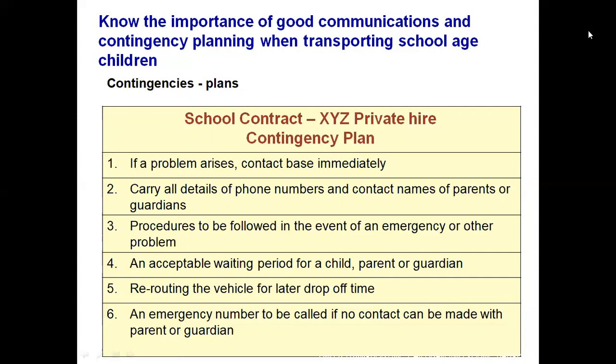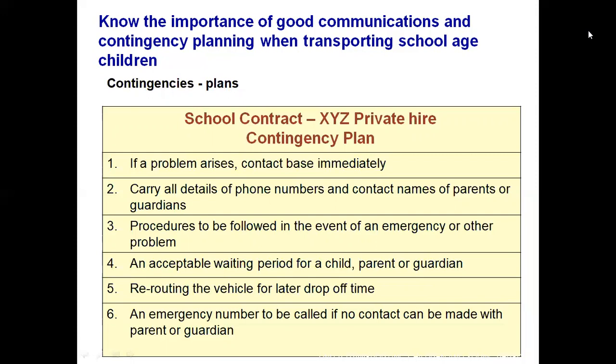An acceptable waiting period for a child, parent or guardian. If it's just one child that you are picking up and taking to school, and you turn up in the morning and they are not ready, you should wait until that child is ready. However, it may state in your contract that there is a maximum waiting time, for instance, of 15 minutes. Should that child not be ready within 15 minutes, then you would have to pull off the job. You would still get paid for the job and for your waiting time. It is not your fault that the child was not ready.